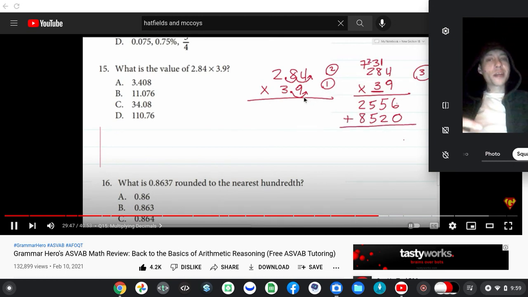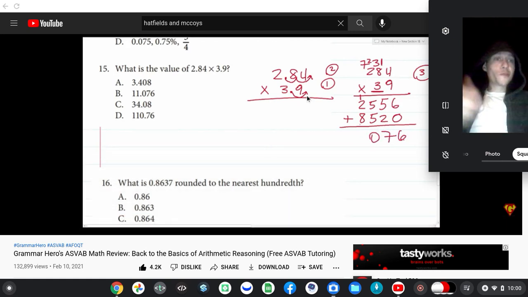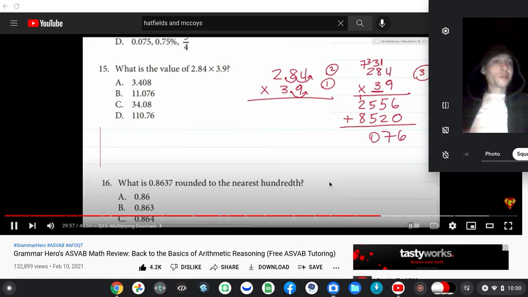0 plus 0 is 0. 6 plus 0 is 6. 5 plus 2 is 7. 5 plus 5 is 10, so we bring down a 0 and carry a 1. 8 plus 2 is 10. Plus 1 is 11. Just to make sure that I'm good, I'll check it. Bring the decimals back into the left.